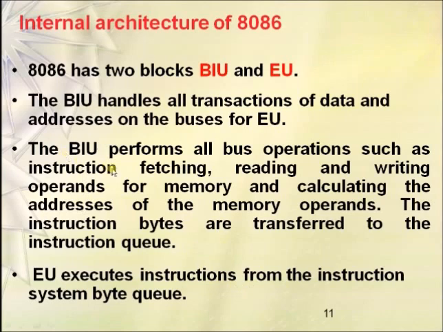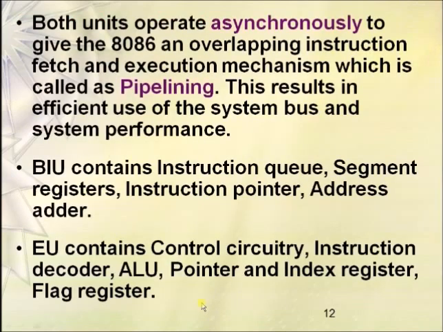As you can see here, the BIU performs all bus operations such as instruction fetching, reading and writing operands from memory, and calculating the address of the memory operands. The instruction bytes are transferred to the instruction queue. Now the execution unit is responsible for executing the instructions. Both the BIU as well as the execution unit are asynchronous in nature, in the sense that both are independent in nature.